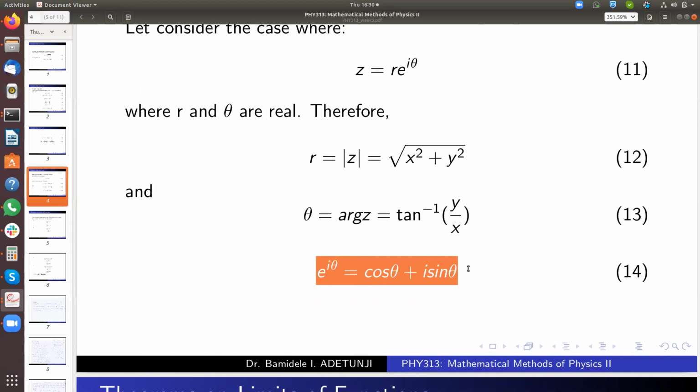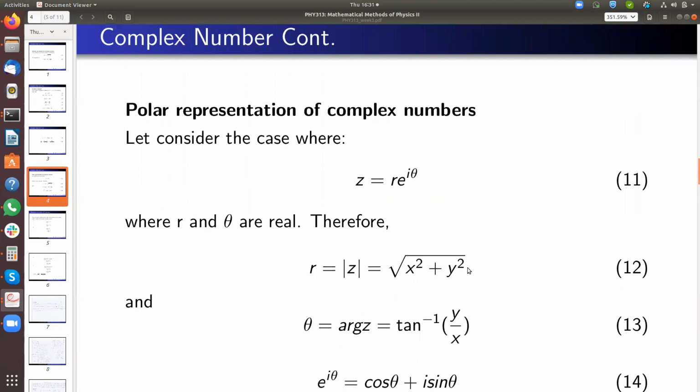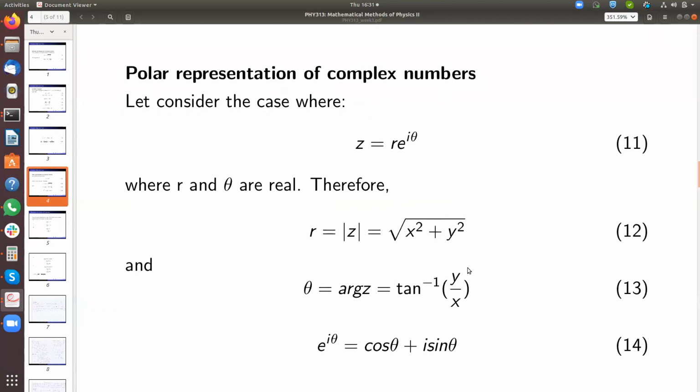Next week, we are going to be making use of this polar representation of complex numbers, because we are going to be solving some problems. If you have downloaded the lecture note that I sent in the first week, you'll have come across some expressions there. In solving those problems, we are going to be using this concept. Did you get the idea now?